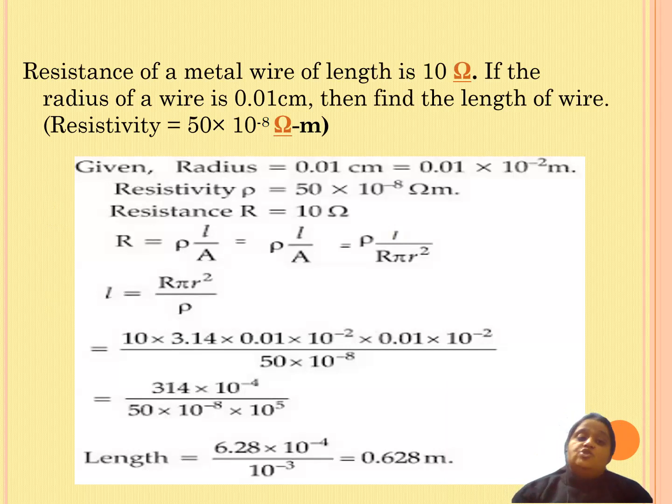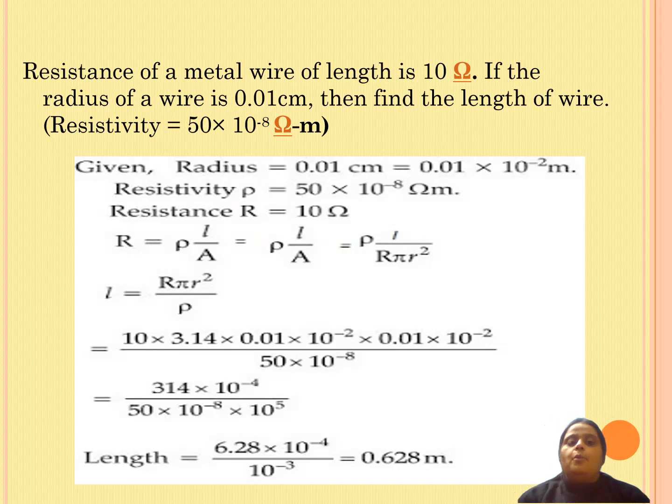This one is related to resistivity. The resistance of a metal is say 10 ohm. The radius is say 0.01 centimeter. The length we have to find, and the resistivity is also given. So which formula? I hope you just got it. Yes, you are correct. That is R is equal to rho L by A. What is R? 10 ohm. What is resistivity? 1.5 times 10 to the minus 8 ohm meter. What is length? We have to find. What is area? Now area is also something you have to find out.